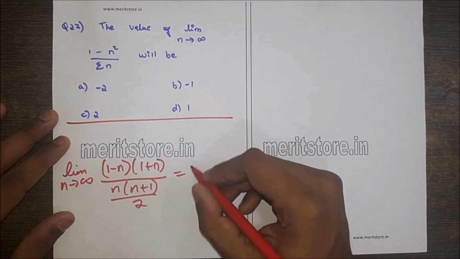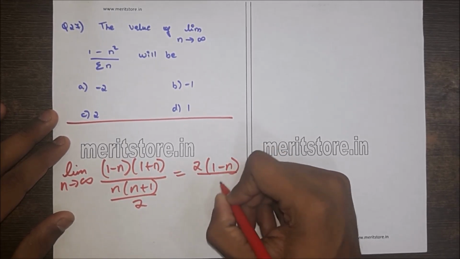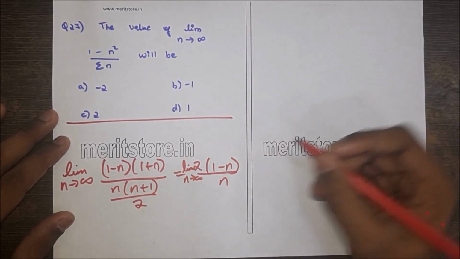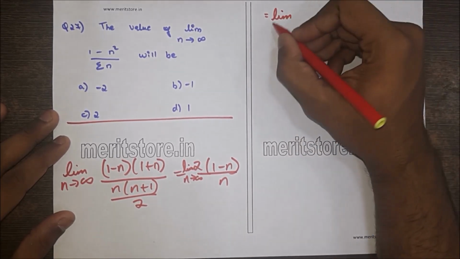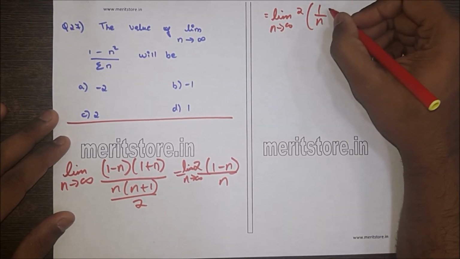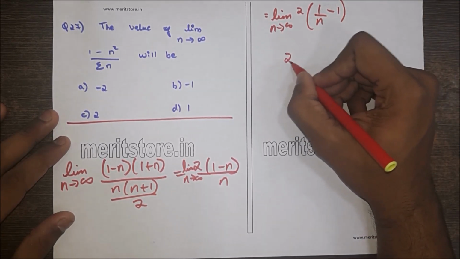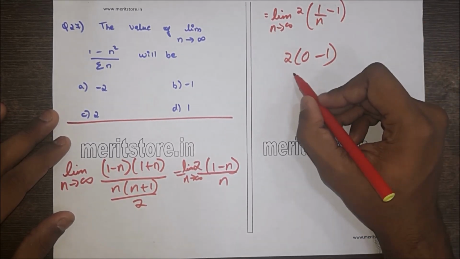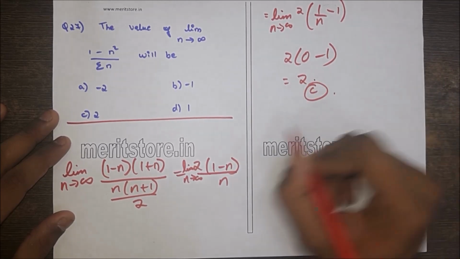These terms get cancelled. We get 2 into 1 minus n by n. Limit n tends to infinity, which gives us limit of n tends to infinity 2 into 1 by n minus 1. Applying the limits, we get 2 into 0 minus 1, substituting n as infinity, therefore equals to 2, which is option C.